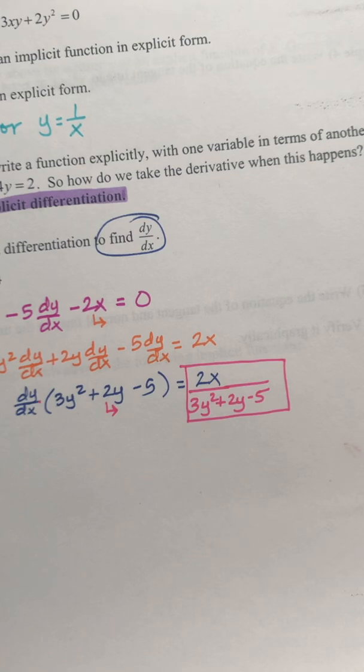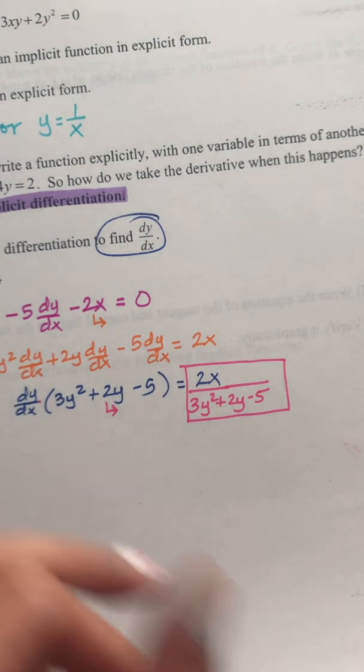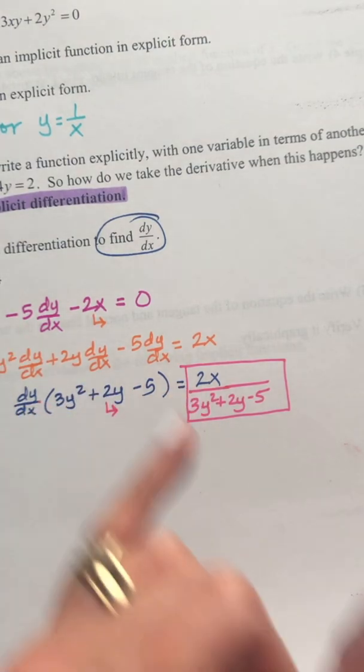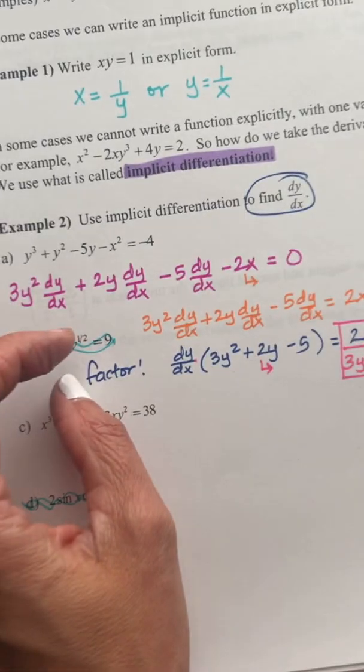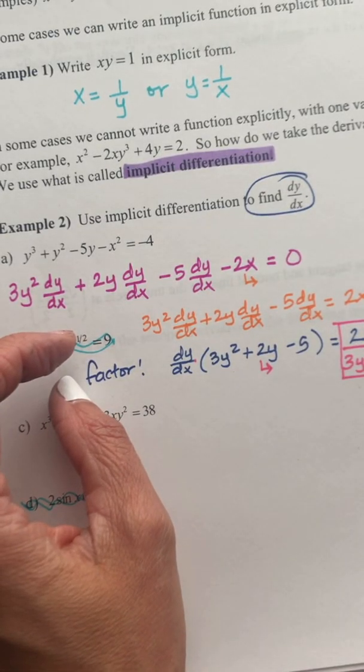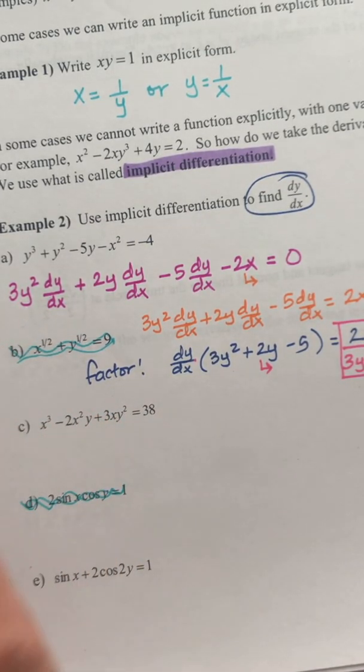When we have to add in a different variable from the x, we have to make sure that we write the dy dx. So if it were an m, you would put dm dx. If it were an r, you would put dr dx, that type of thing. So on and so forth.